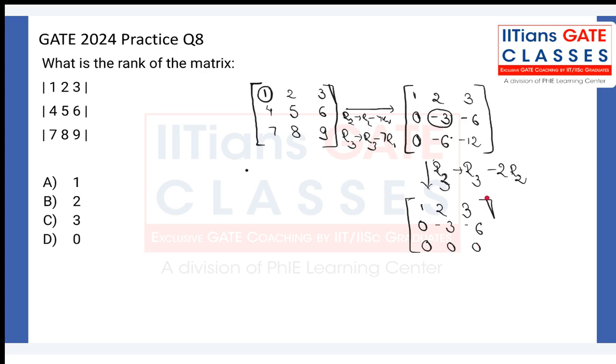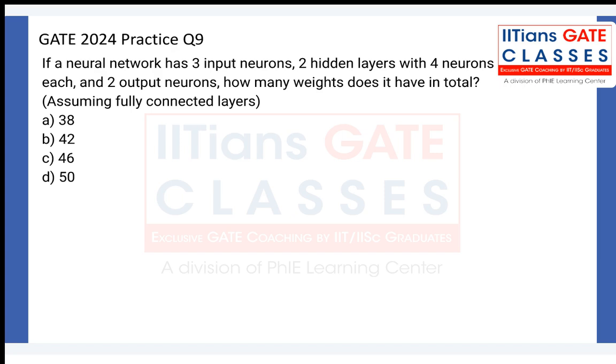Now once you have done this, you cannot proceed any further. You have taken one pivot from the first row, one pivot from the second row. You cannot take any pivot from the third row because everything is 0. So the number of non-zero rows is 2, rank is 2. Okay, good. Next question is this.